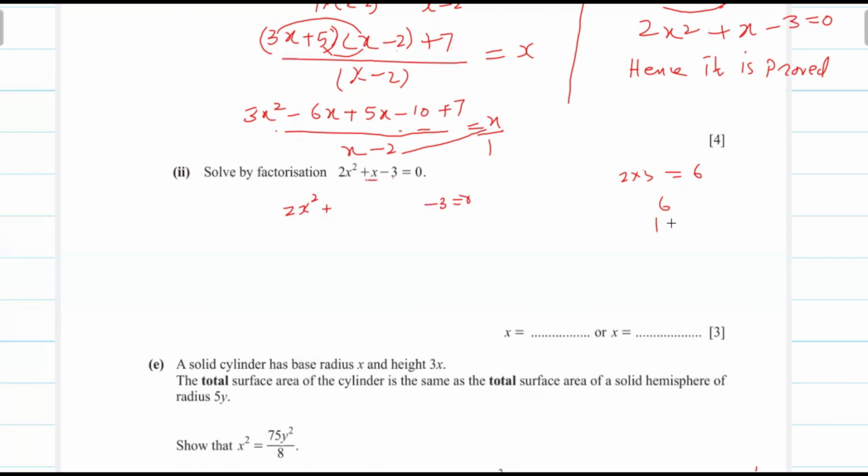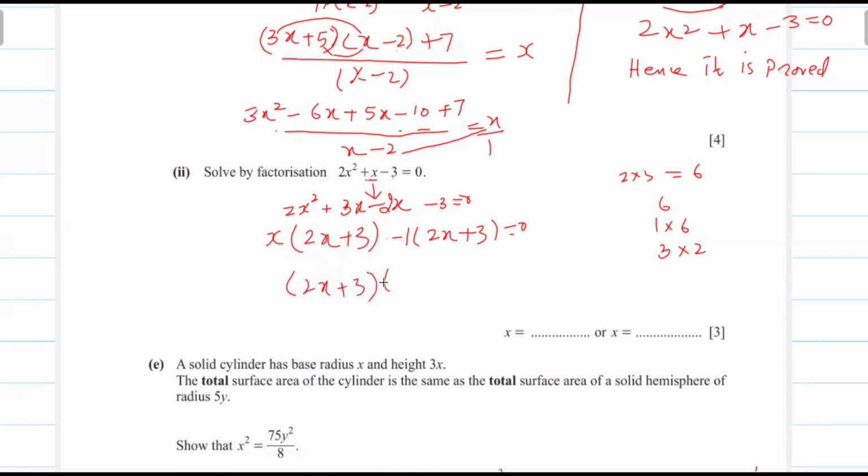Look here, the factors of 6 are 1 into 6, 3 into 2. Therefore, we will write in the place of x, plus 3x minus 2x. This will be equal to 1x. Next, we will take the common factor between the first two terms. Here the common factor is x. Therefore, we can write x into 2x plus 3 and minus 2x minus 3. The common factor here is minus 1. We can write minus 1 into 2x plus 3. And 2x plus 3 is taken as a common factor. Next, in these two terms, we can write 2x plus 3 into x minus 1 equal to 0.